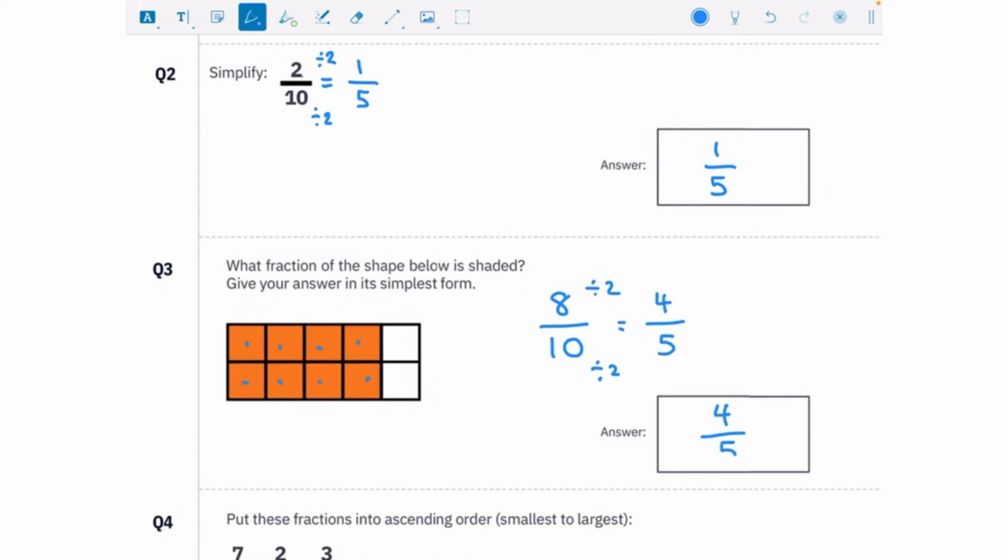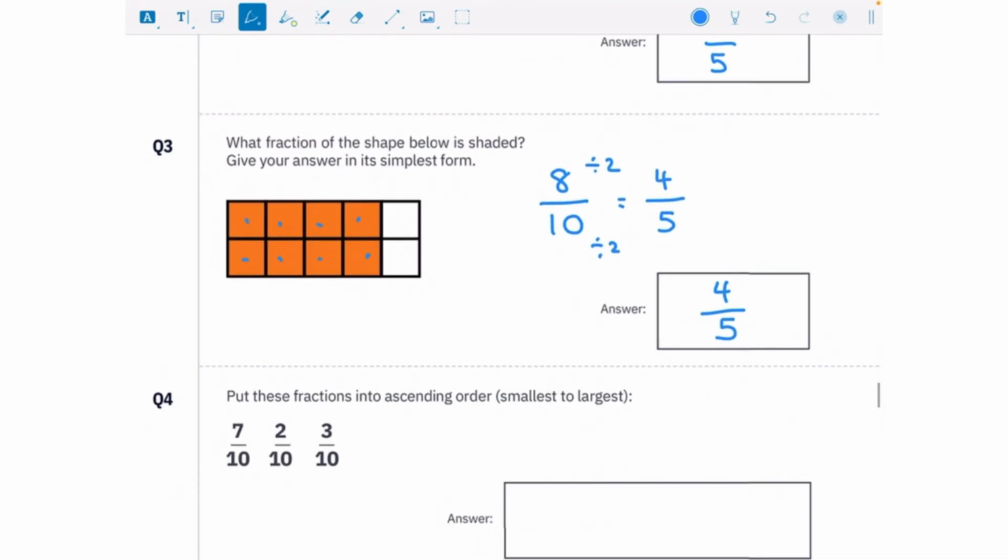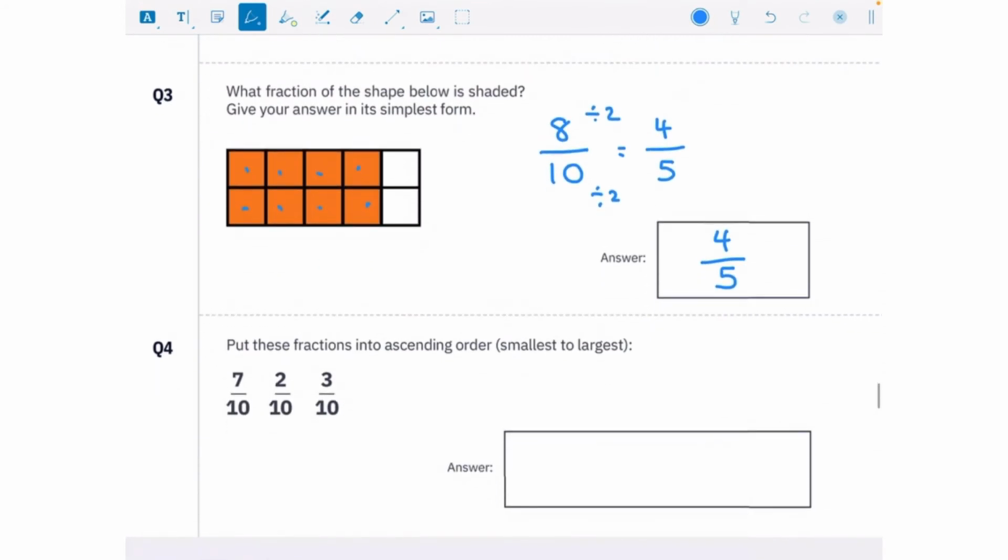There we go. Put these fractions into ascending order, smallest to largest. So ascending, again, we're seeing that word, it means going up. We've got to put the smallest one first. Now this is okay because all the denominators, the bottom numbers, are the same. We can just go straight ahead and compare the tops.